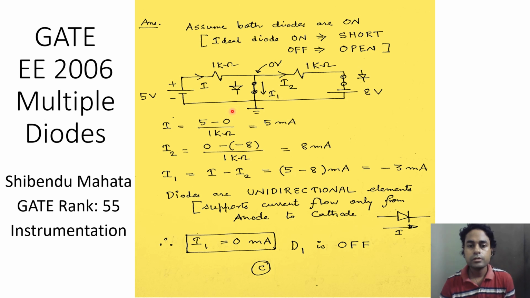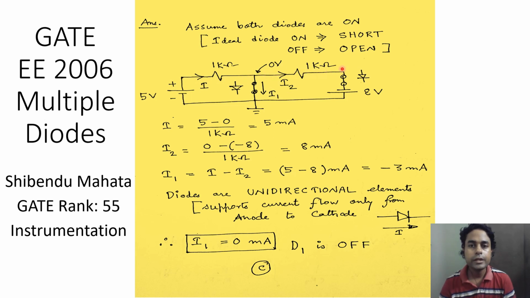Now the next target is to find out the direction of flow of current through these diodes. We can see that this node will be at 0 volt because this is a direct short to ground, and we can evaluate the value of this current I, which occurs due to this 5 volt source. We can write this current I as (5 volt minus 0 volt) by 1 kilo ohm. So current I is equal to 5 milliampere. This is the direction of flow of current I.